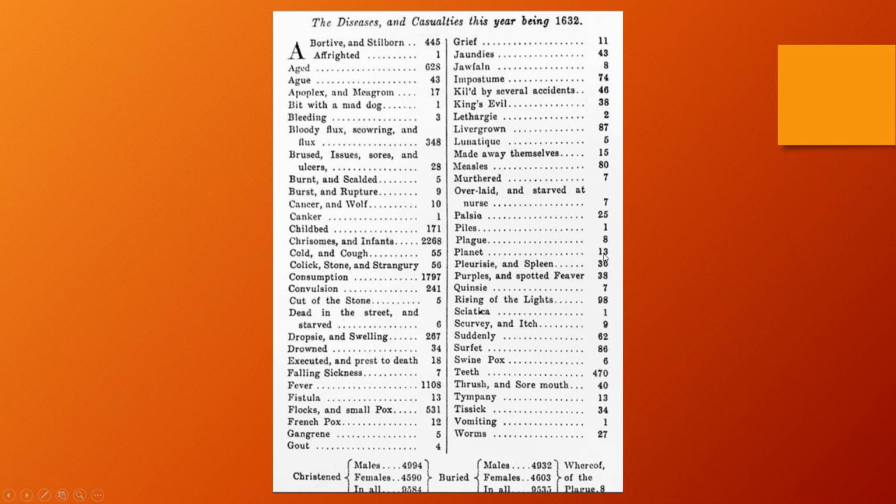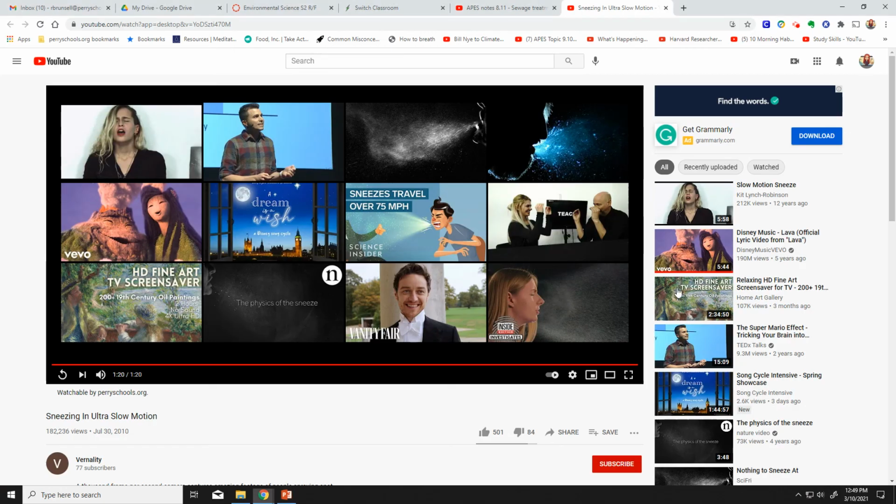Plague. Planet. Earth got him. I don't know. Rising of the lights. I don't know what that means, but that sounds exciting. Suddenly, 62 people just died. Teeth. Bit to death. Maybe a tooth infection. I need more information. 1 person died from vomiting and 27 people died from worms. So super fun time. I just thought this was really interesting to see different ways that people died back in 1632. So that is it.